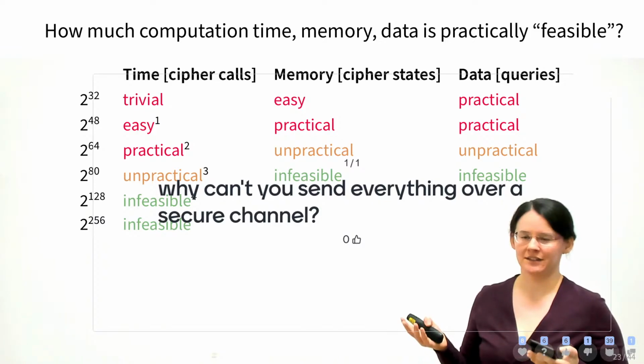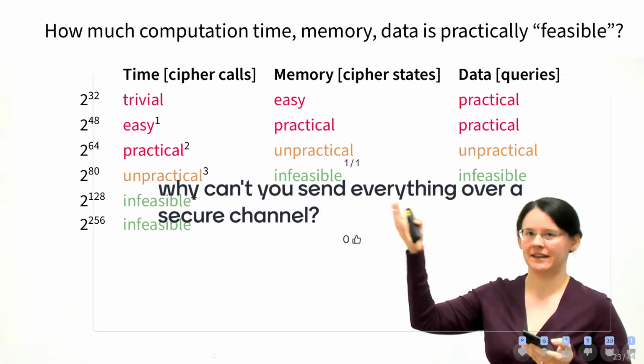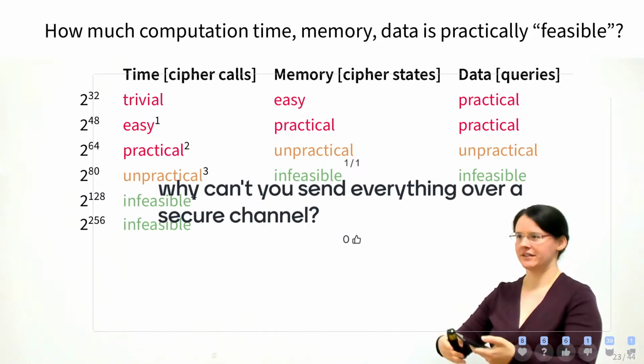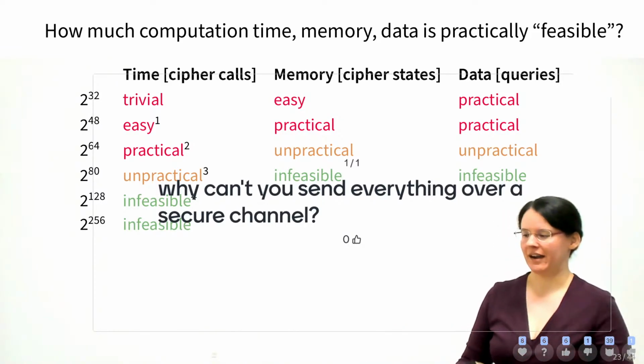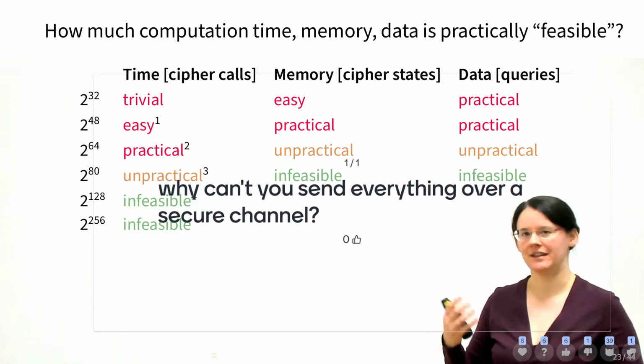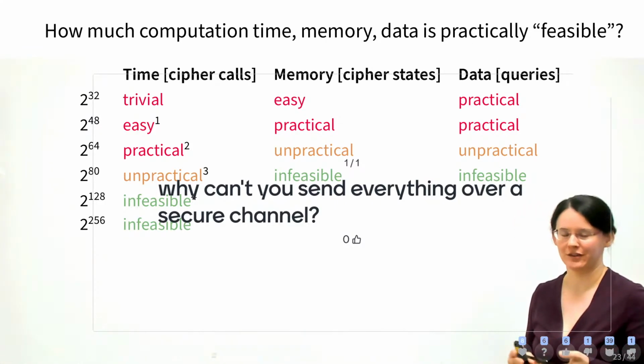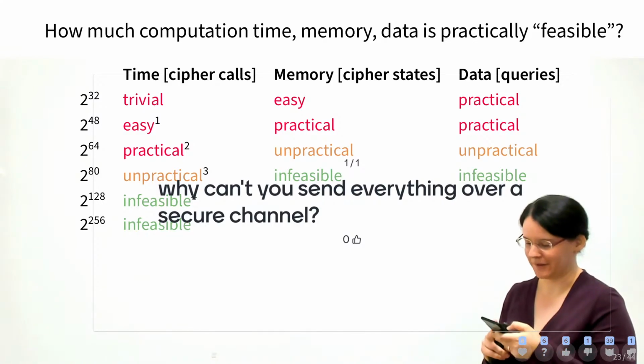Talking about the Git history, sending everything over a secure channel would mean rehashing all variants of all files for each new commit. Then each new commit would take ages and also take up a lot of disk space probably.